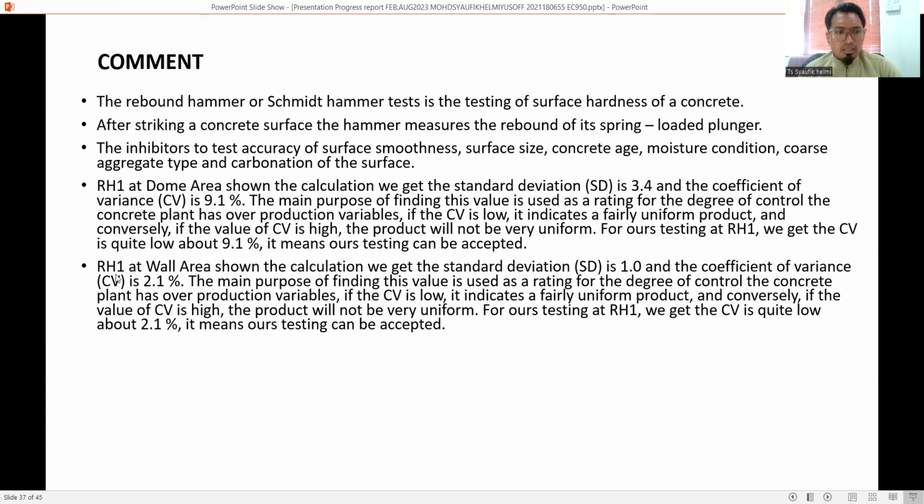Okay, the same for the wall. We got an SD of 1 and a coefficient of variance of 2.1. The main purpose is rating our testing of RH1, where we got a quite low CV of 2.1%. That means our testing can also be accepted.